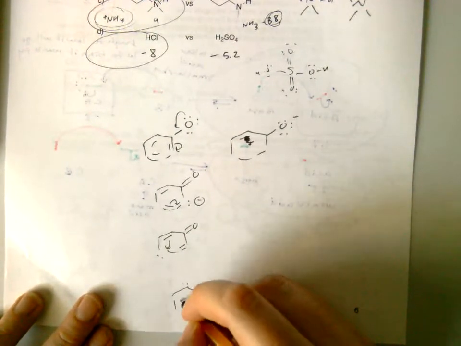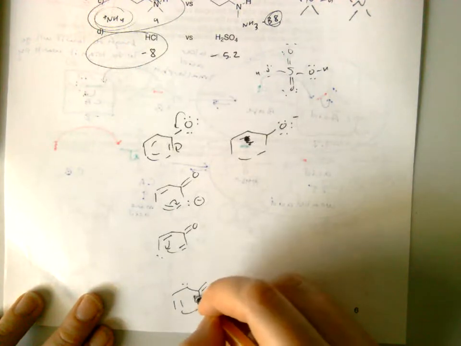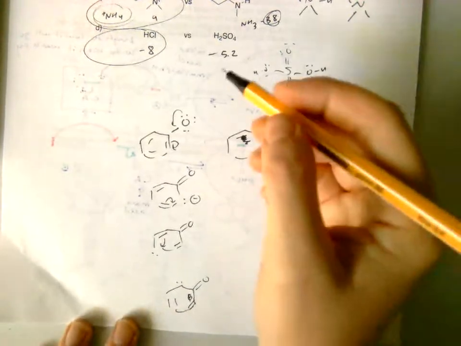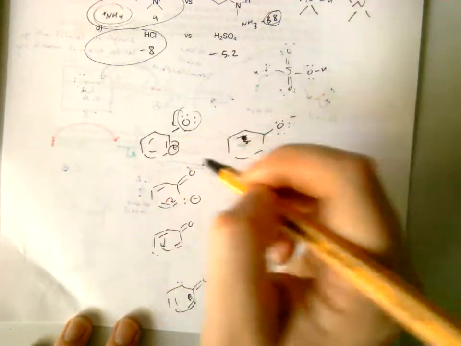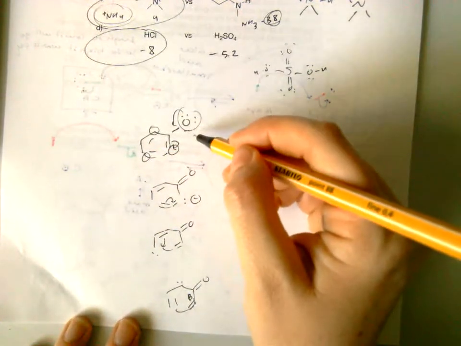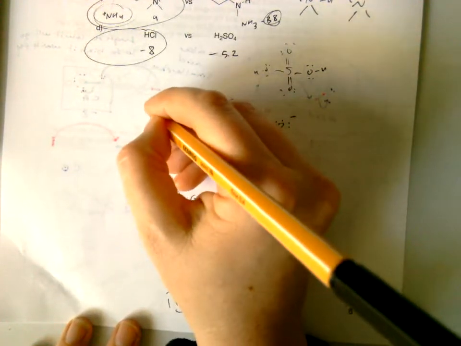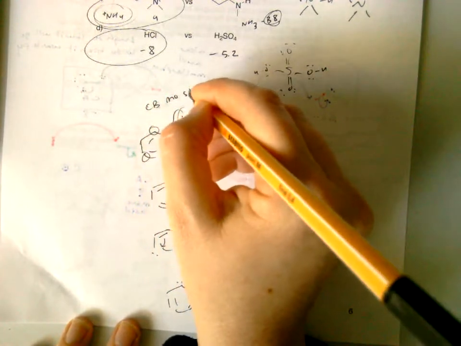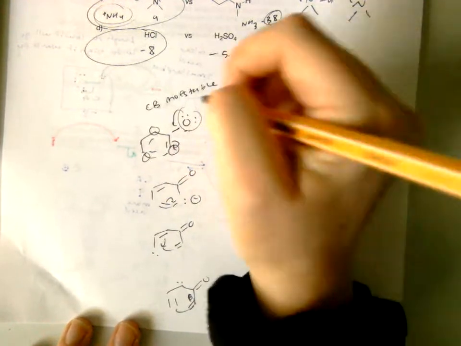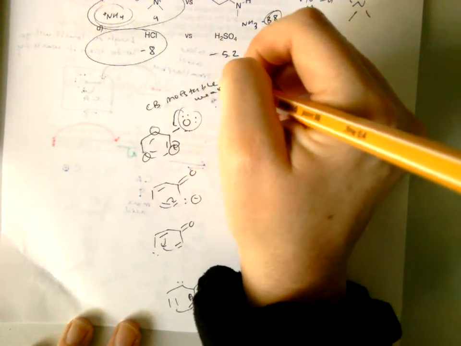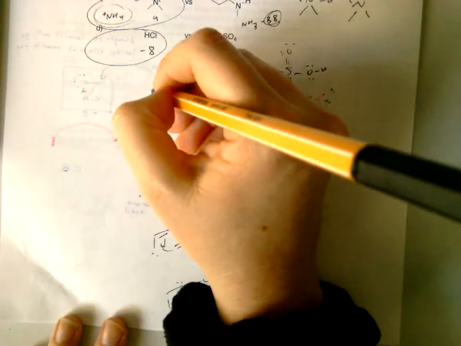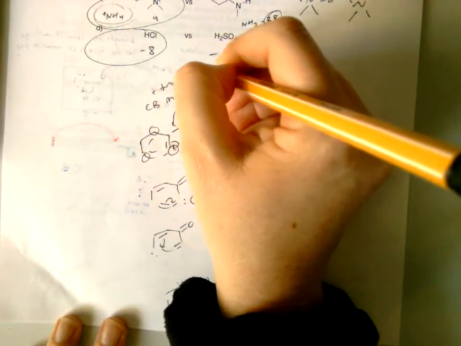So instead of one atom feeling the full effect of that negative charge, it's spread between the oxygen, this carbon, and this carbon, instead of being concentrated in one area. And so that makes this conjugate base more stable, so less reactive. So it's a weaker conjugate base because it's more stable. So it's less likely to react. So that makes it a stronger acid.